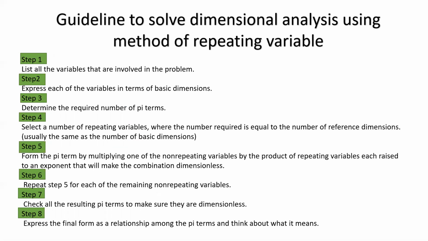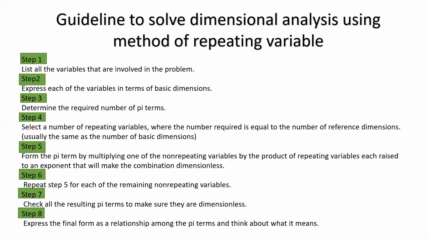So here is a guideline to solve dimensional analysis using the second method, the repeating variable method. First of all, we must list all the variables that are involved in the problem. Next, we need to express each of the variables in terms of basic dimensions. Next, we need to determine the required number of pi terms. Then we need to select a number of repeating variables, where the number required is equal to the number of reference dimensions, usually the same as the number of basic dimensions.